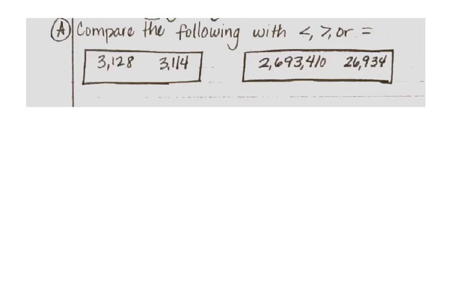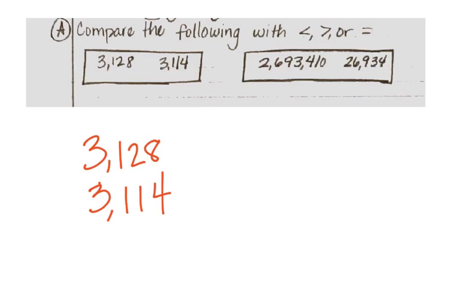Let's get to it. Okay, in the first section, we're simply comparing numbers. Now, when I get ready to compare numbers, I always want to line them up so I can easily see my place values. So I'm going to put 3,128 on top, and underneath it, I'm going to write 3,114. Notice I lined up my place values. My ones are lined up, my tens are lined up, my hundreds are lined up, and my thousands are lined up. Once I have all of my place values lined up, I want to start at my largest place value. And that happens to be my thousands place.